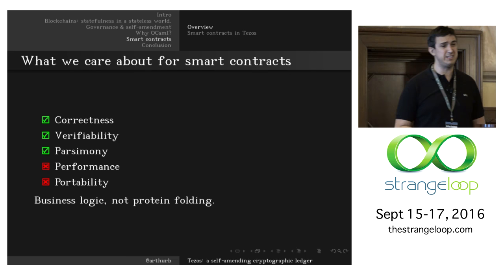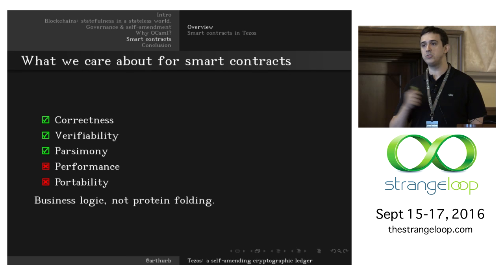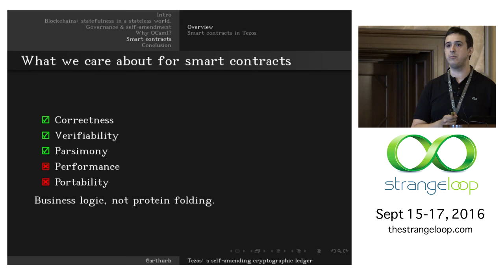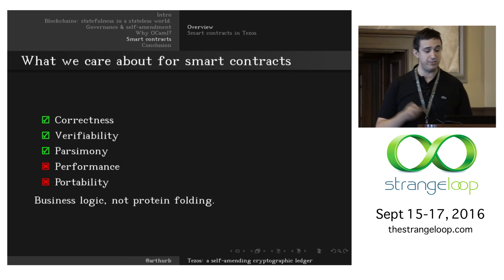Performance and portability, you don't care about that much. Why? Because you're not running protein folding. You're running simple business logic. There's no point in trying to optimize the performance of that. The number of cycles you need for most useful cases is very small. Portability, you're going to be running interpreted anyway. You're going to be running on one of a few implementations of a blockchain. You don't need to be running everywhere. And if you do, you can just write an interpreter. So I'm not saying that performance and portability have no value, but they definitely should not be a priority.